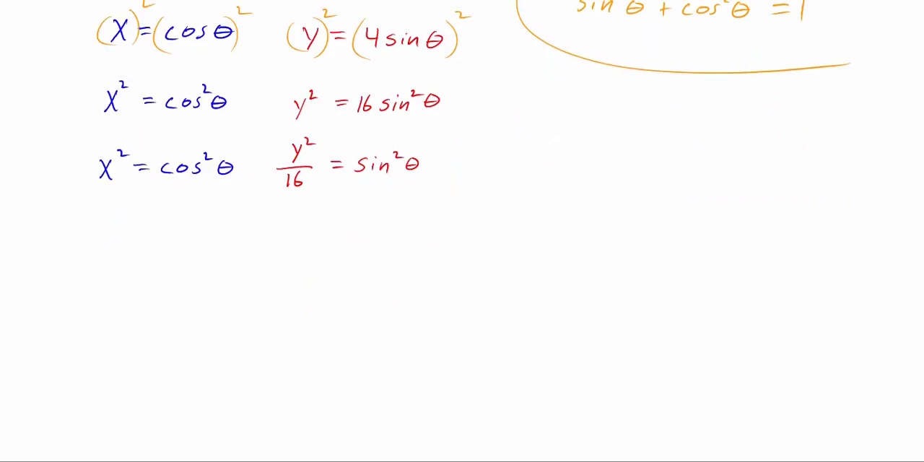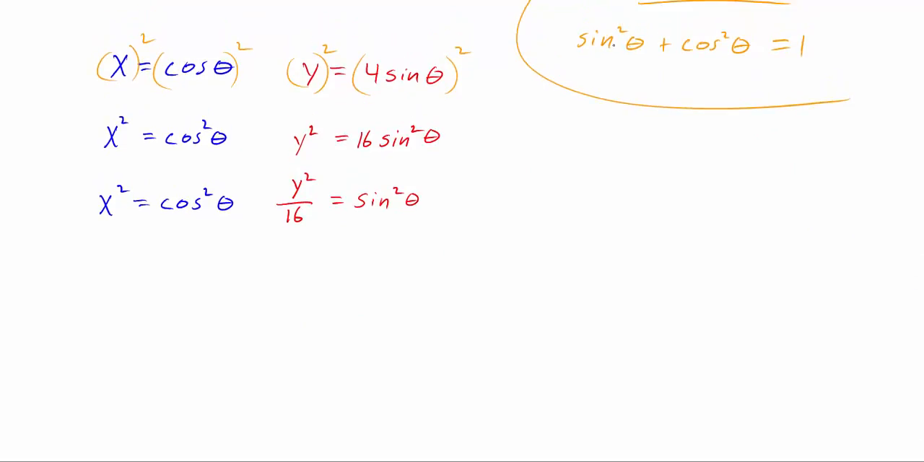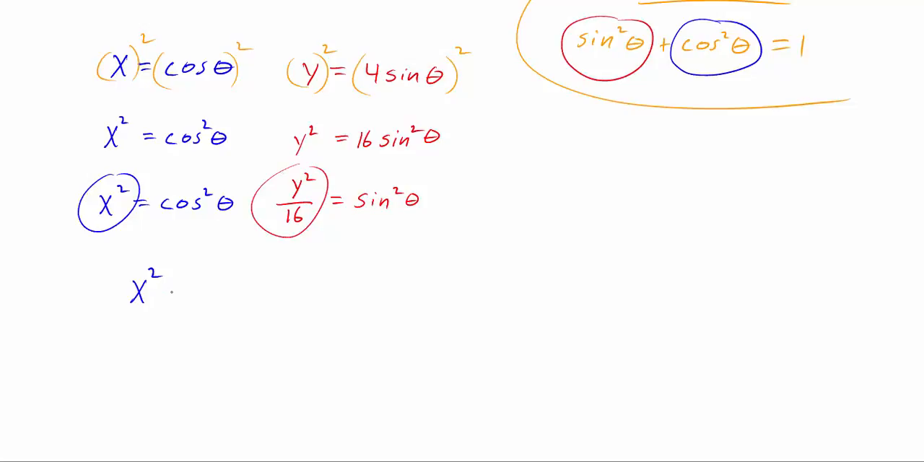So if we look at these two here, we have x squared equals cosine squared theta and y squared over 16 equals sine squared theta. How can we use this Pythagorean identity, sine squared plus cosine squared equals 1? Well, if we think of this here as our cosine squared, we can certainly think of that as simply x squared. And our sine squared is equal to y squared over 16, so we could say x squared plus y squared over 16, and then of course that is equal to 1. So here we have eliminated the parameter theta, and we have the equation in terms of x and y.